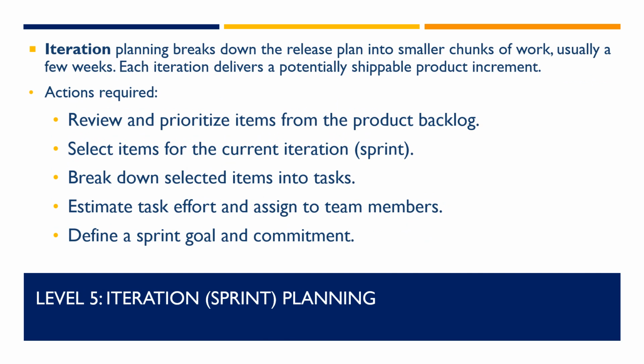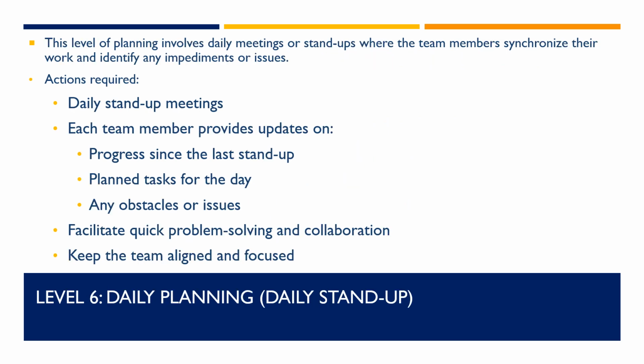Level 5, iteration planning, breaks down the release plan into smaller chunks of work, usually a few weeks. Each iteration delivers a potentially shippable product increment. Actions required at this level include reviewing and prioritizing items from the product backlog, selecting items for the current iteration, the sprint, breaking down selected items into tasks, estimating task effort and assigning to team members, and defining a sprint goal and commitment.